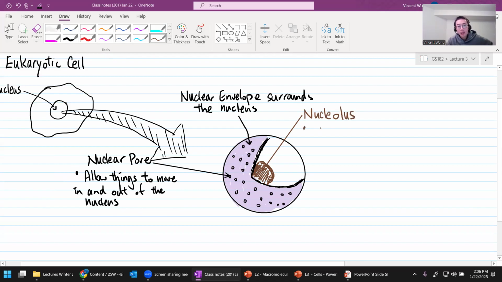And the nucleolus, one of the functions of it, is to make another organelle called ribosome. Never mind what that is for the moment. We will come back to it. But that's what it does. It makes these things called ribosome.